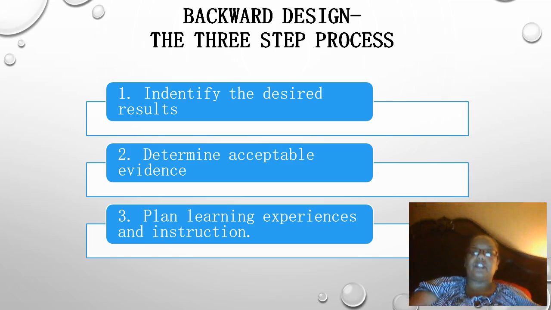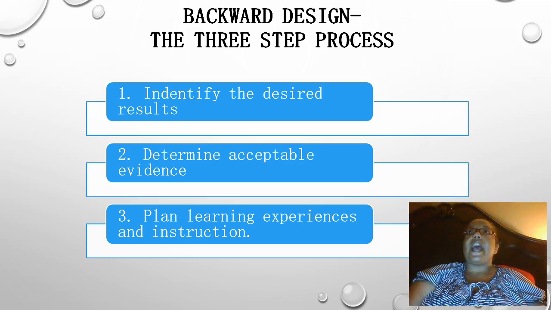The second step is to determine acceptable evidence. This is going to mean, how do we know that they're learning? What resources are they using to learn? And what are we teaching them? What strategies are we teaching them to use for learning? And how are we assessing them in the learning process? The last step is plan learning experiences and instruction. This is the part where we actually write out our lesson plans and the activities that the students are to do to help gain the information we want them to learn.